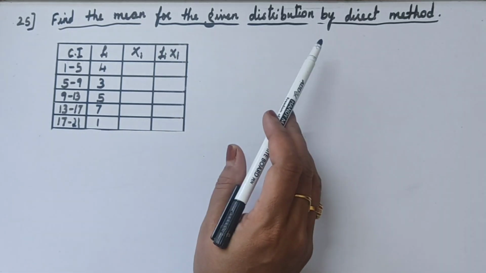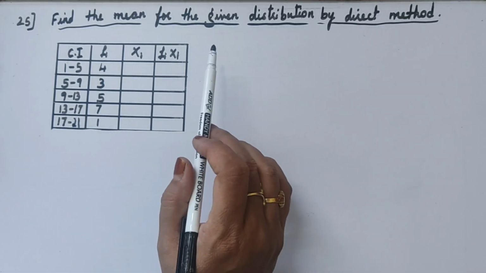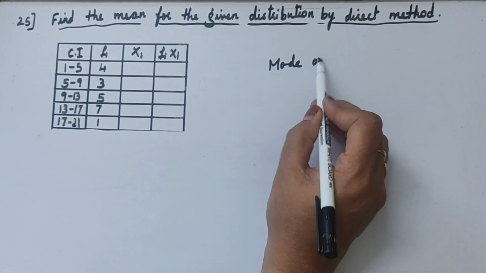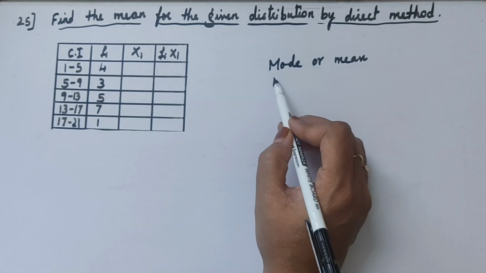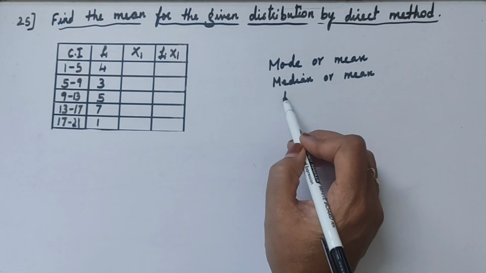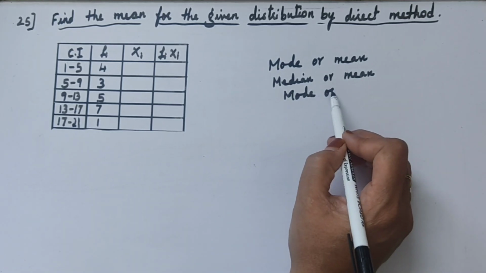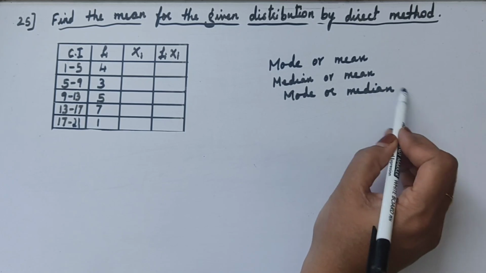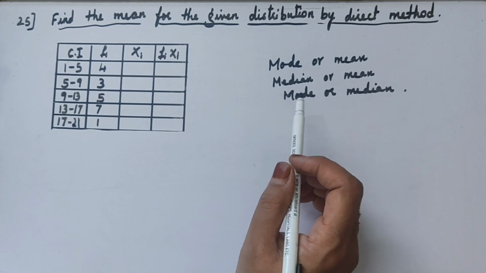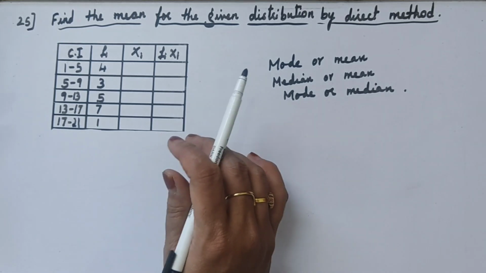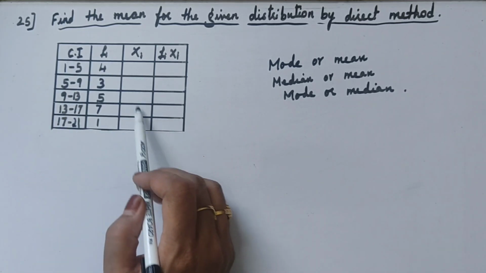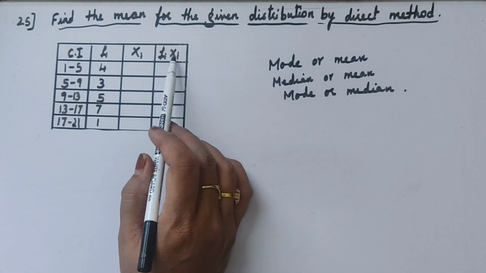Find the mean for the given distribution by the direct method. In this question they may ask you to find mode or mean, or they may give median or mean, or mode or median like this. We need to choose whichever we want. As I've already done the mode sum, now we'll go with the mean here. This is the table given. Now I have drawn the extra columns here, that is xi and fi(xi).